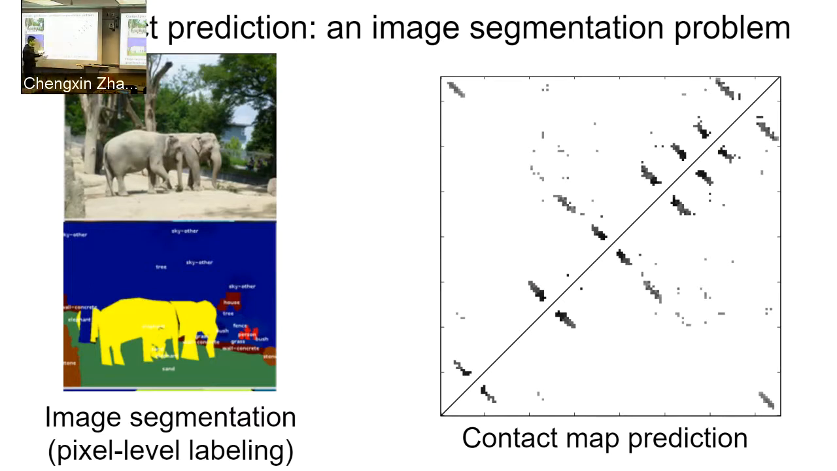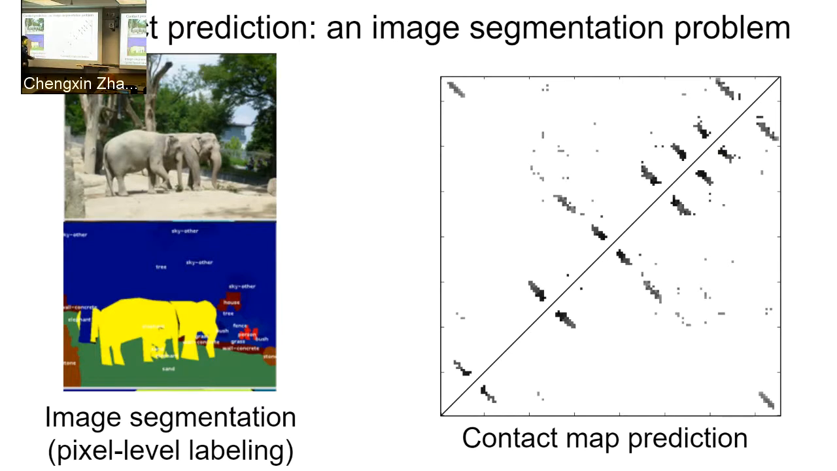a contact map can be considered as an image where the x-axis and the y-axis are both the residue index from 1 to L, where L is the length of the sequence. So this image is symmetric, and one point means one residue pair. A black dot means two residues are in contact, and a white point means they are not in contact. We don't need to care that much about the diagonal, because obviously if two residues are close together in the sequence, they should also be in contact. So the important part is those that are far away from the diagonal.